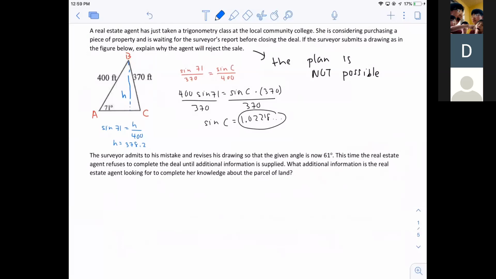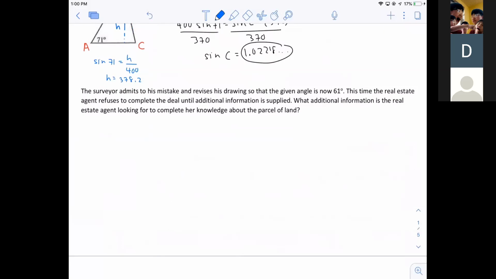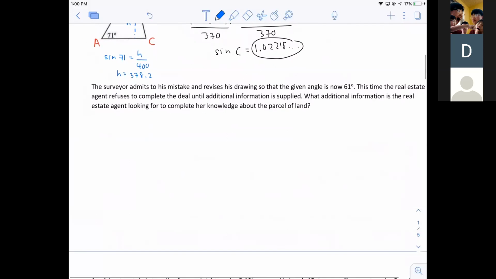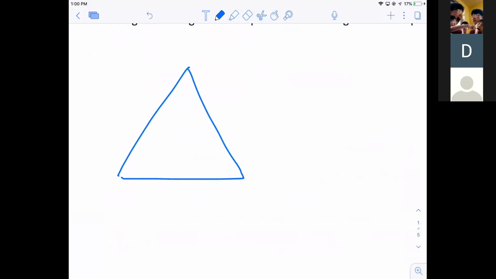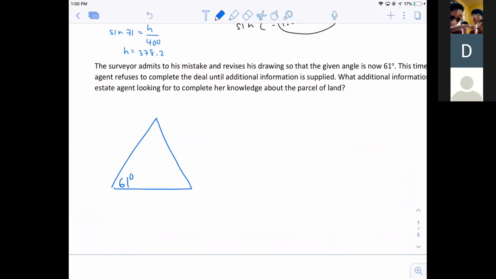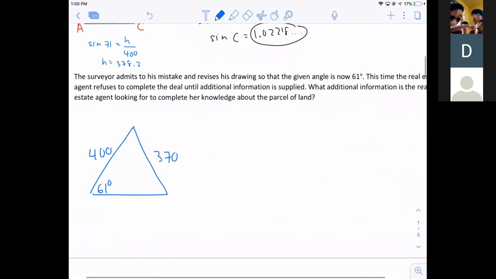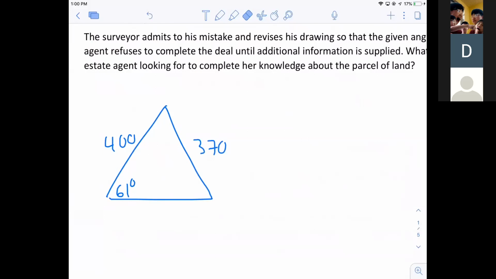All right. So over here, the surveyor admits to his mistake and revises his drawing so that the given angle is now 61 degrees. And this time, the real estate agent refuses to complete the deal until additional information is given. So I'm going to redraw the picture, but this time it's 61 degrees. Everything else is the same. This is still 400. This is still 370. And now the real estate agent is saying we need additional information. So let's find out why.